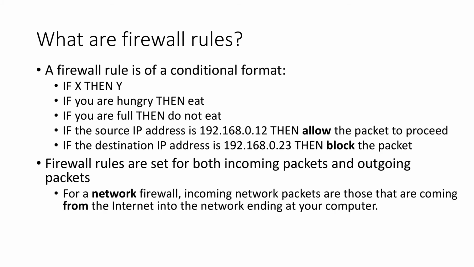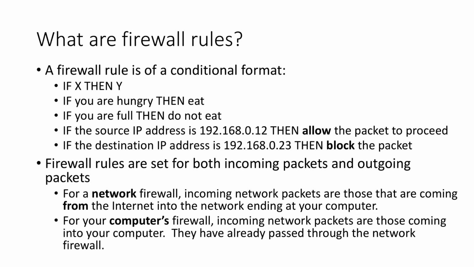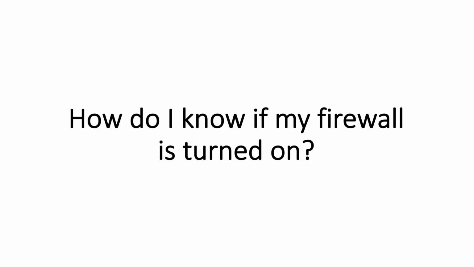For instance, for a network firewall, incoming network packets are those that are coming from the internet into the network and finally ending up at your computer. For your computer's firewall, incoming network packets are those that are coming into your computer and they have already passed through the network firewall. So we see that a firewall provides a layer of security for your computer and your network, but how do you know if your firewall is even turned on?